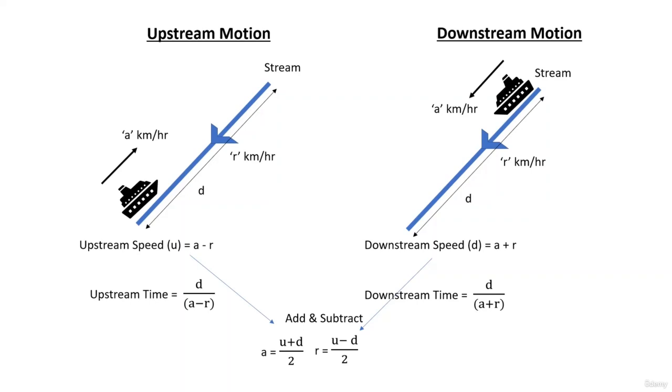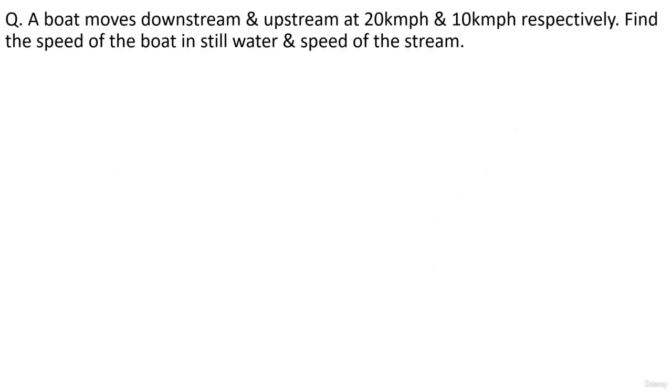So let's look at a few questions based on this. A boat moves downstream and upstream at 20 kilometers per hour and 10 kilometers per hour respectively. Find the speed of the boat in still water and the speed of the stream. I want you to try this one out. You can pause the video. They say that the downstream speed is 20 kilometers per hour. If I assume the speed of the boat in still water as a kilometers per hour and the speed of the stream as r kilometers per hour, I can say that a plus r equals 20, the speed of the boat downstream, and a minus r equals 10, the speed of the boat upstream, right?